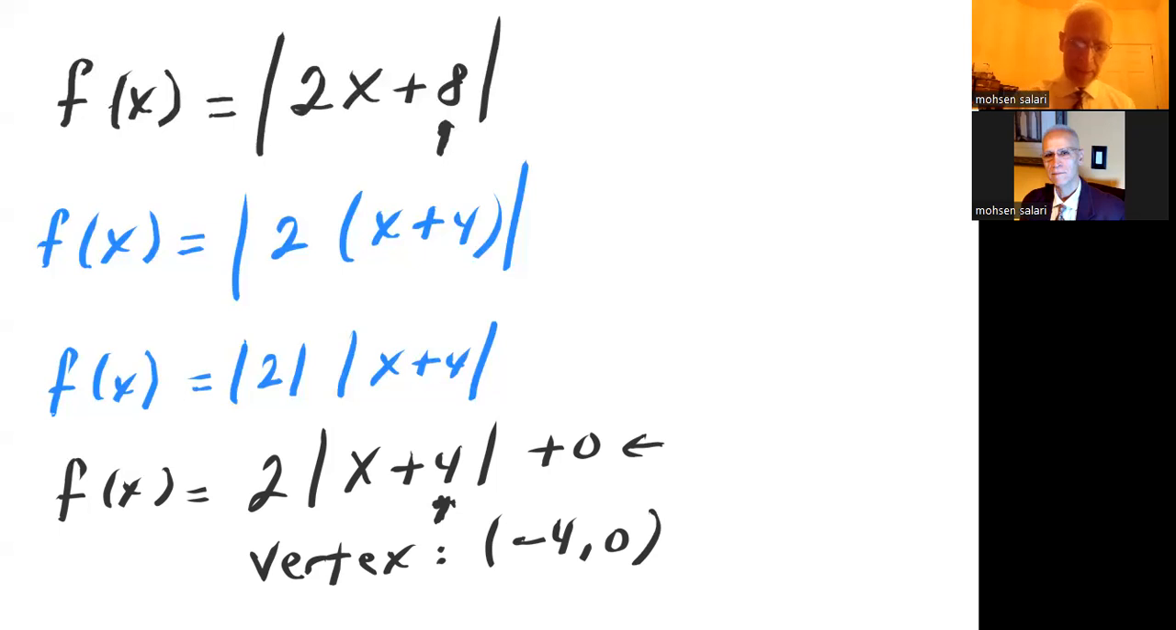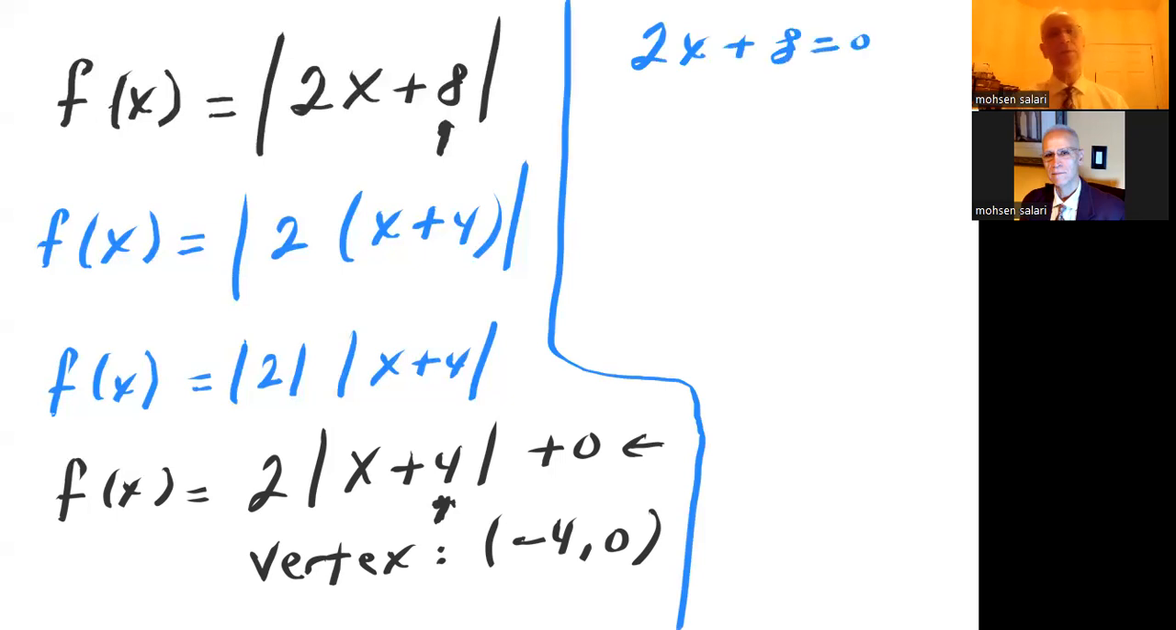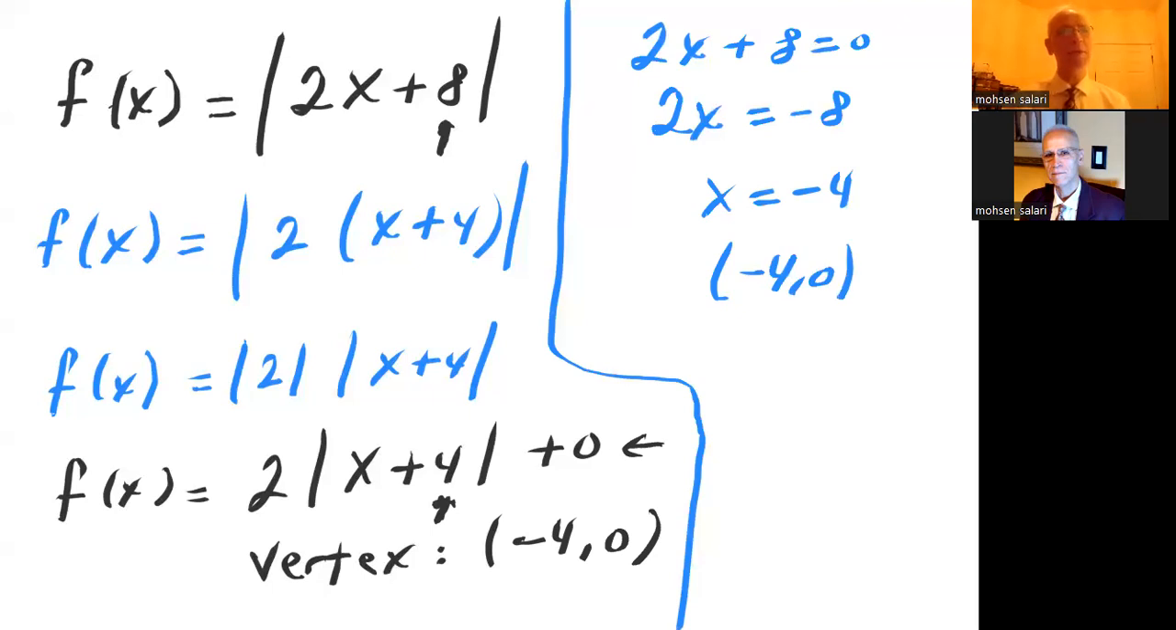The other way is, let me simply say, if I have 2x plus 8 equals 0, my y-value is 0, then 2x equals -8 and x equals -4. So you have a point here at -4, 0. It doesn't matter to me which way you do it, so long as you understand what you are doing.